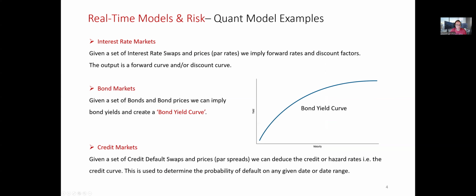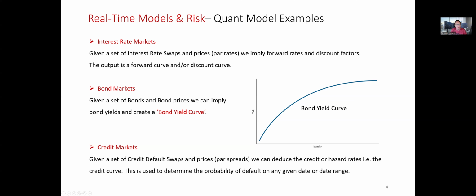In bond markets, we take a selection of bonds and their prices that we can visibly see in the markets, and we imply bond yields and create a bond yield curve. Similarly, in credit markets, we take a set of credit default swaps and their prices, which are quoted as par spreads, and we can deduce the credit or hazard rate, or the hazard curve. And these hazard rates are used to determine the probability of default for any given date or date range.